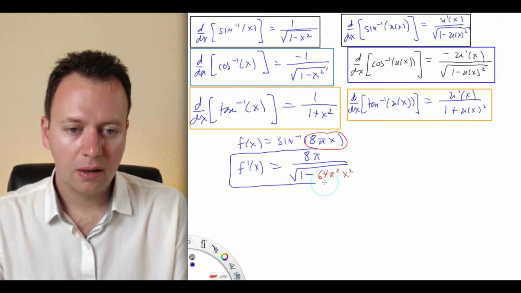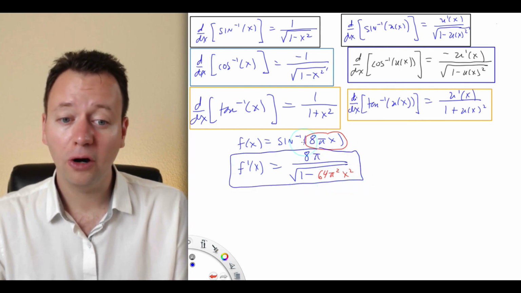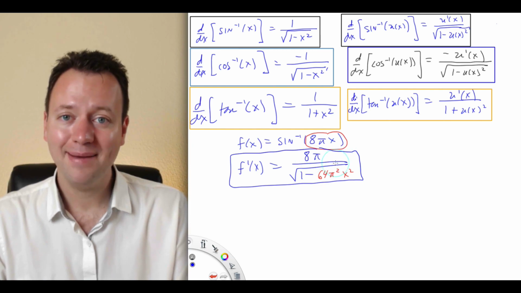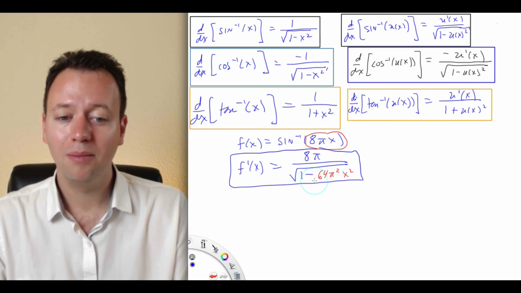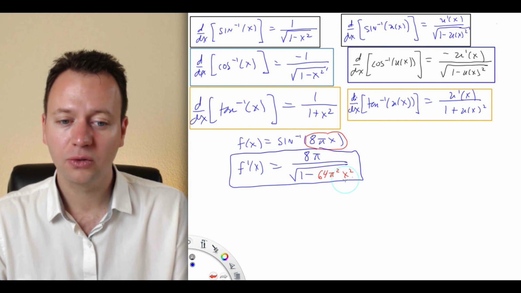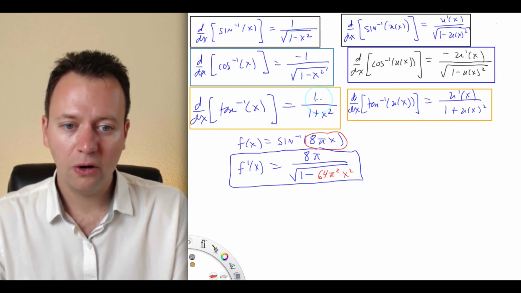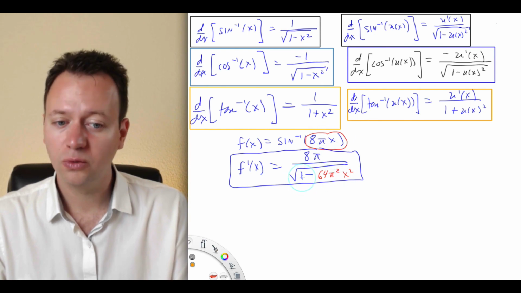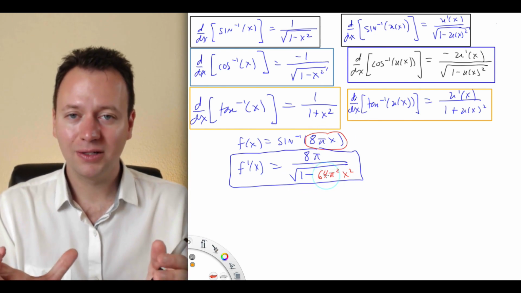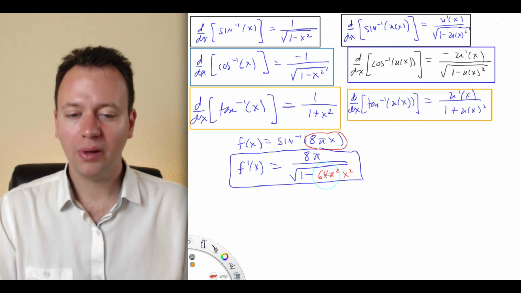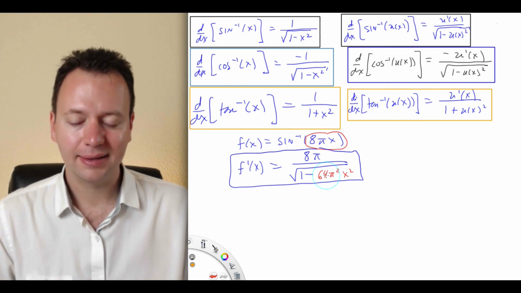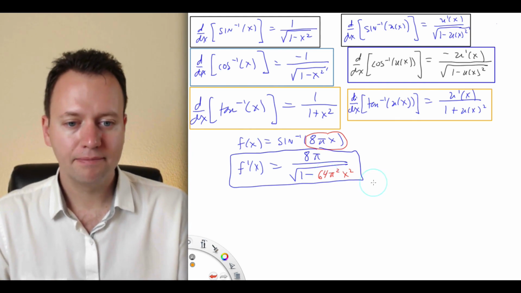So the derivative of arcsine of 8 pi x is 8 pi divided by the square root of 1 minus 64 pi squared x squared. So you see what happens: the x here is just replaced with 8 pi x, so it's 1 minus 8 pi x quantity squared, and then you multiply by the derivative of the 8 pi x, which is just 8 pi.